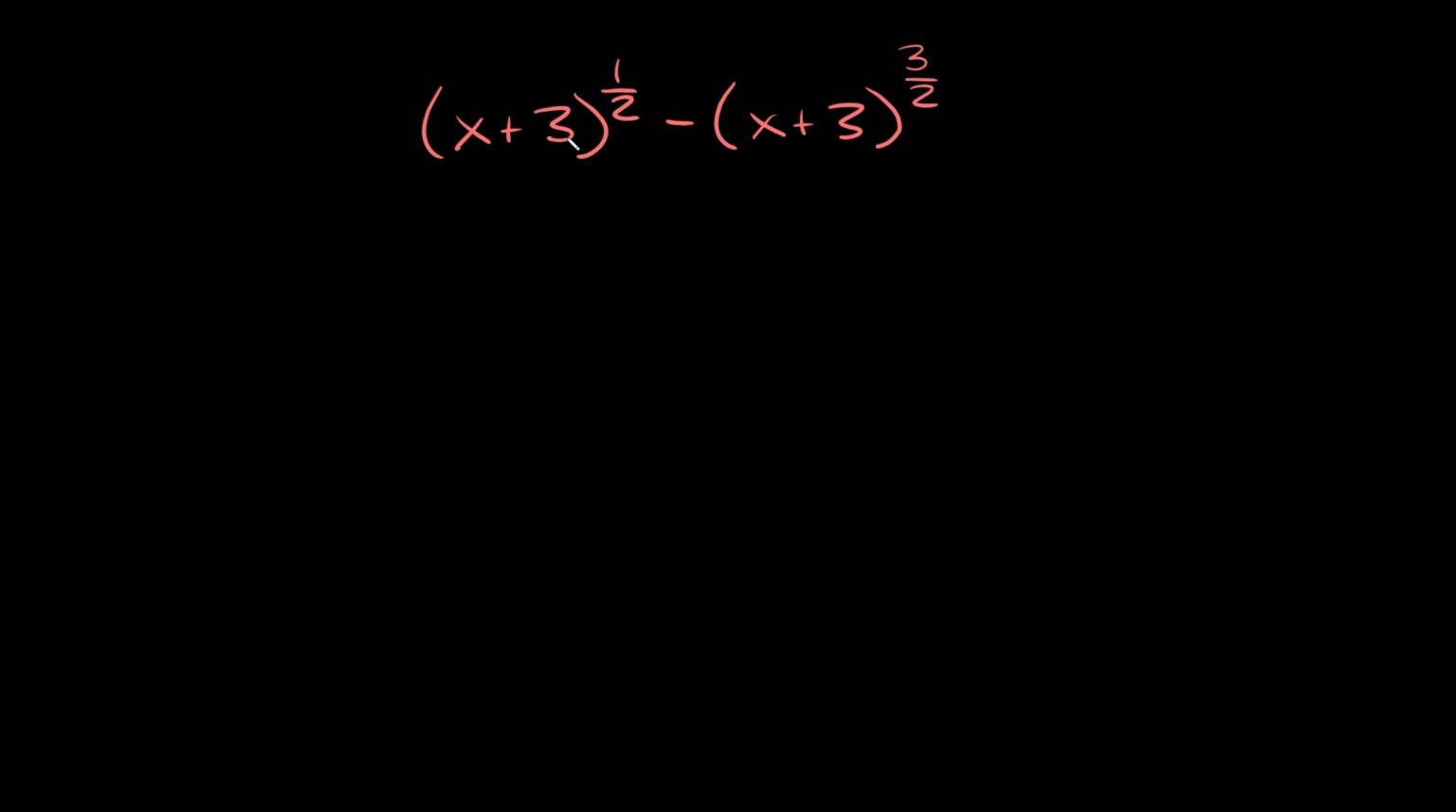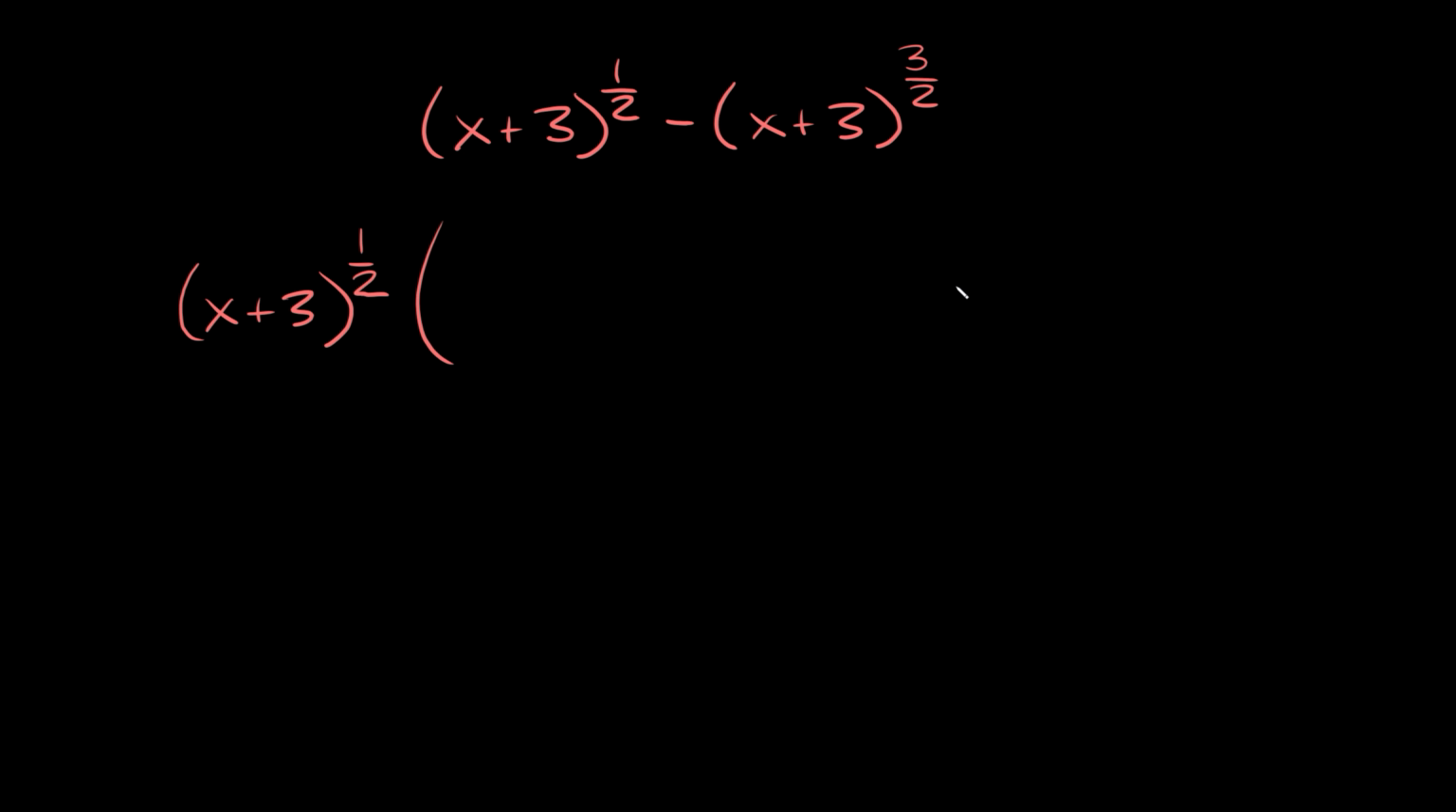So here we have x plus 3 raised to the 1/2 minus x plus 3 raised to the 3/2, all right? So again, you always want to just factor out the biggest term that they both have in common. Here we can see that they both have an x plus 3 in common, all right? And then you also want to factor out the smallest exponent. So here 1/2 is smaller than 3/2, right? So we'll factor out this 1/2 right here.